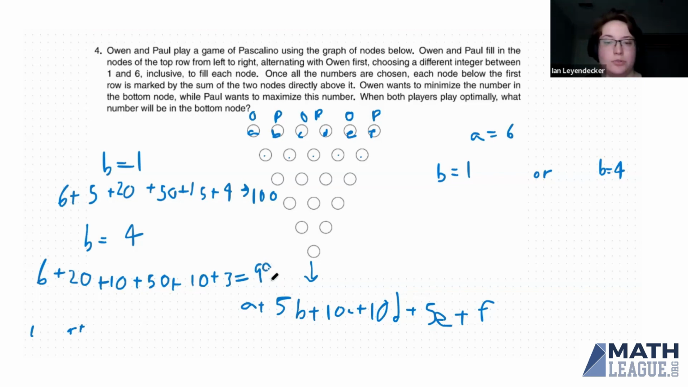So the two possible scores are 100 and 99. And it's entirely dependent on Paul's choice for what goes in B. Paul wants to maximize the number, so he's going to choose to put 1 in the B spot, giving him a score of 100.